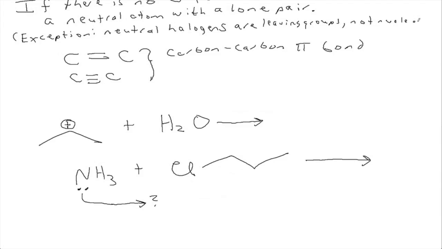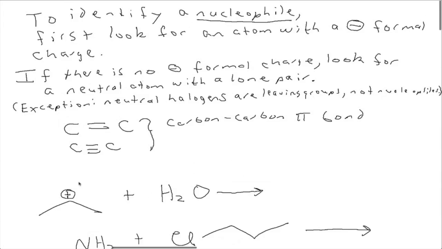Maybe I'll write it that way. Actually, one thing we should do here is notice I didn't draw in the lone pair on the nitrogen. So you must have memorized that neutral nitrogen has a lone pair, which is good. So we need to know which atoms have lone pairs. We should probably take a step back and do that. Okay.